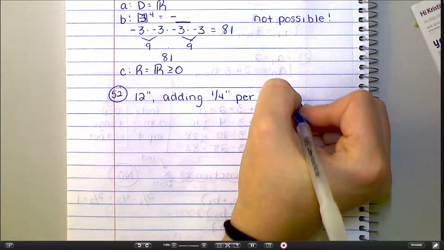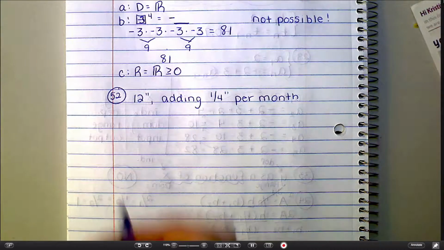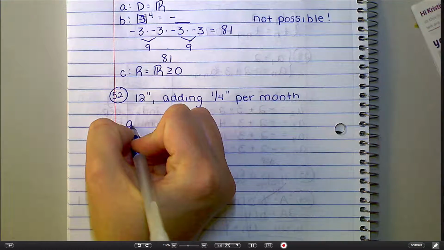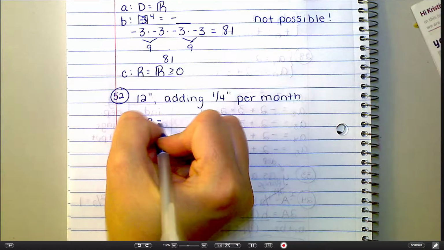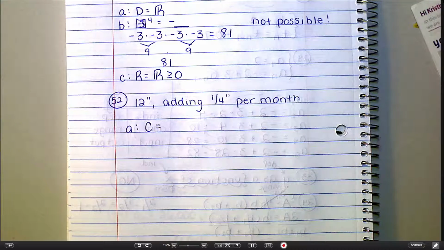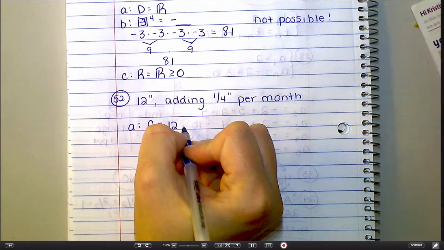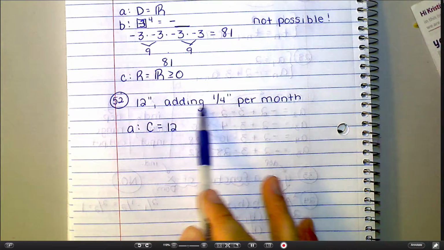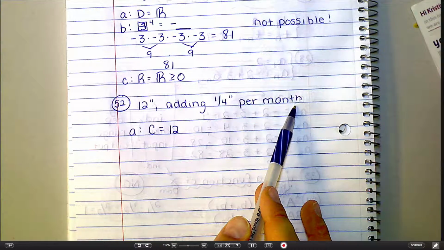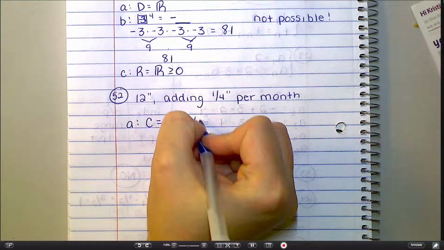Okay, so we want to write an equation that gives the circumference after m months. So for part A, we're writing an equation for the circumference. Notice how I start with C. Where's my circumference starting? 12. And then how do I show that I'm adding a quarter inch per month? Plus 1/4 x, and I think in the problem it actually says m, so I'm going to use m.